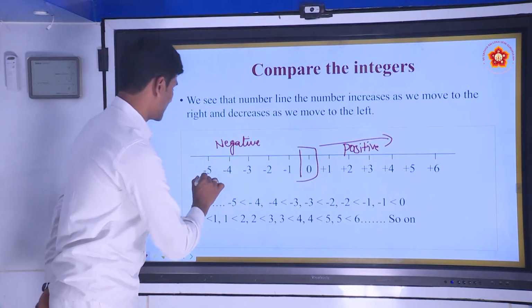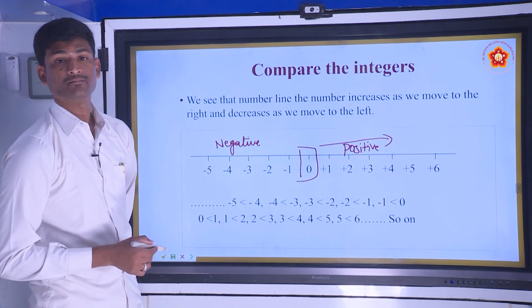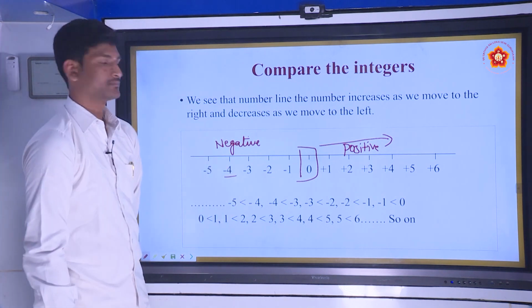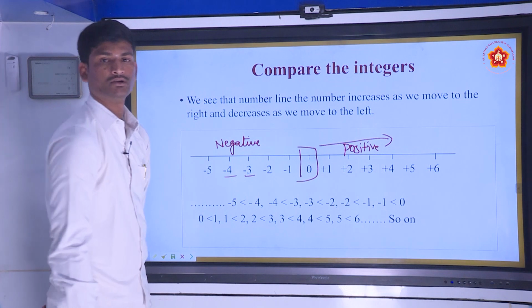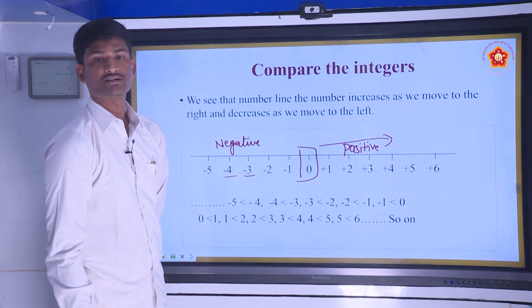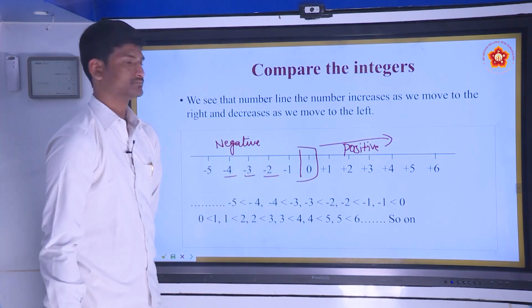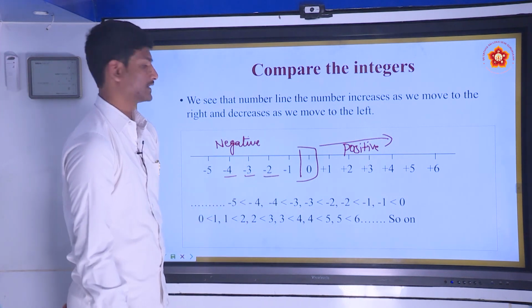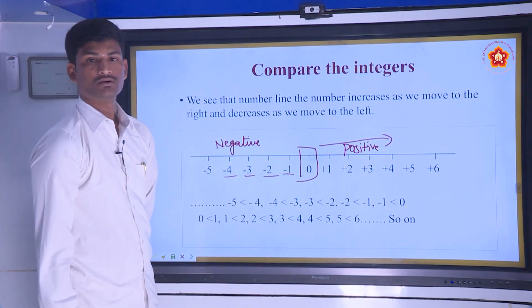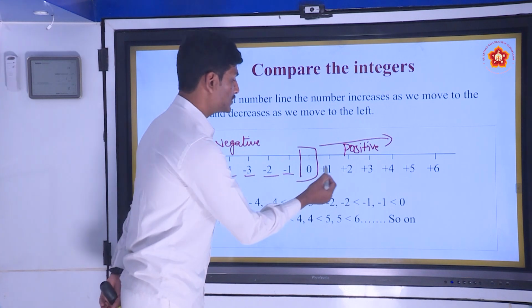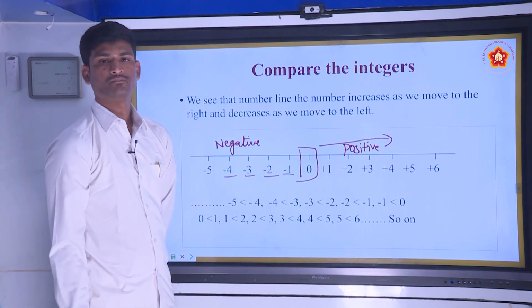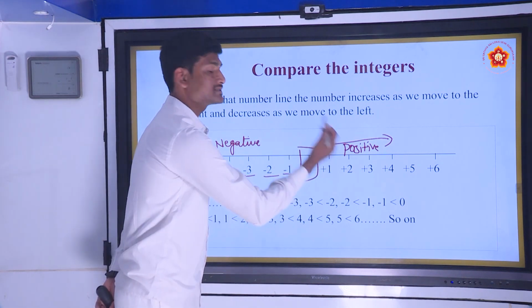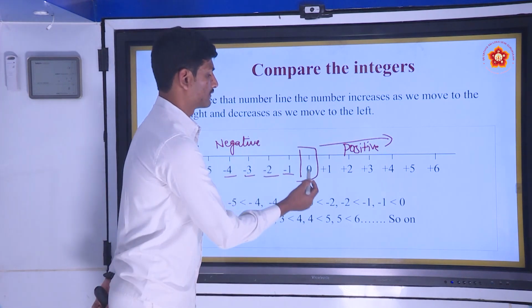Here, -5, -4. Which is greater? -4 is greater. -4, -3. Which is greater? -3 is greater. -3, -2. Which is greater? -2 is greater. -2, -1. Which is greater? -1 is greater. So, 0 and 1. Which is greater? We move right side, the number increases. 1 is greater.